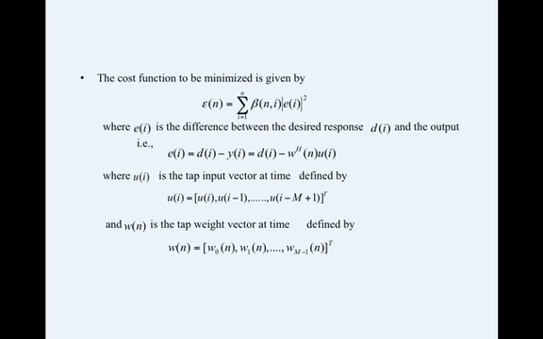That is, the error signal e of i equals d of i minus y of i, which is again equal to d of i minus w power h of n into u of i, where u of i is the tap input vector at time i, defined by u of i equal to u of i, u of i minus 1, and so on till u of i minus M plus 1, whole power T. And finally, w of n is the tap weight vector at time n, defined by w of n equal to the set of w0 of n, w1 of n, and so on till w M minus 1 of n, power T.